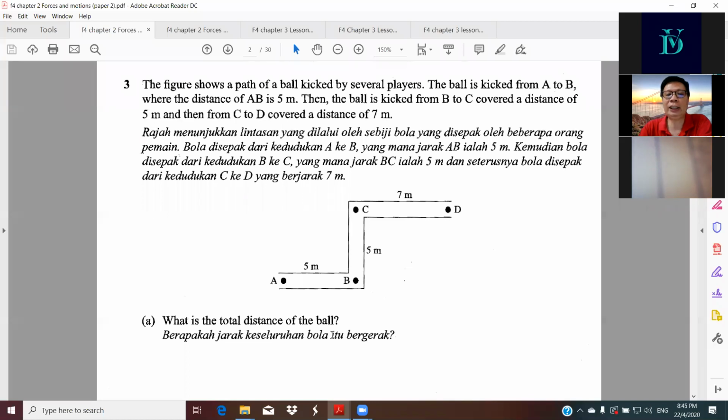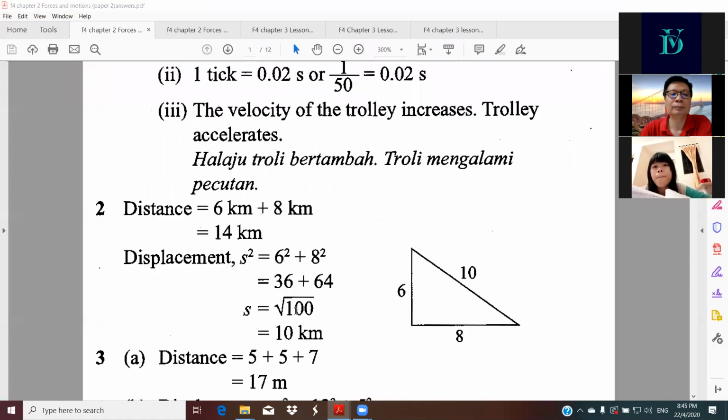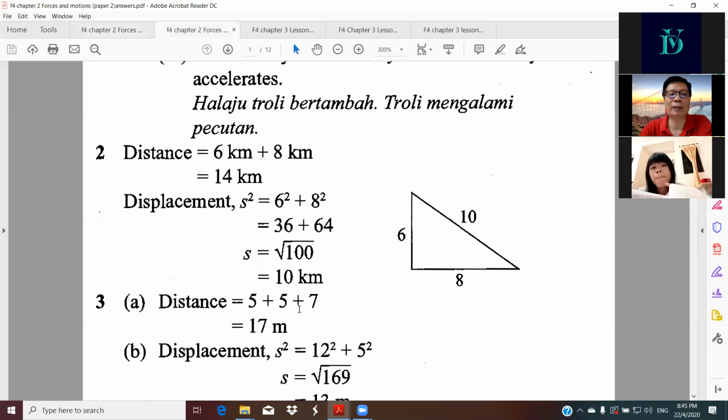Total distance here, direction is not important for distance. So you just add up: 5, 5, 7. That's why you see the answer. 5 plus 5 plus 7, so it's 17. Okay, that one is the distance.